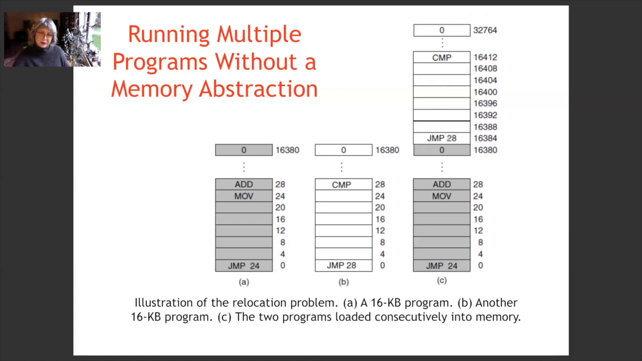However, consider the second one. If this one starts execution, there is a jump operation. It's saying that jump to location 28. So it jumps to that location, which is belonging to some other program. This is belonging to the first program. However, it was designed by this jump operation to jump to this compare operation belonging to the program itself. So here there is a problem when we are executing more than one program in a memory without abstraction.